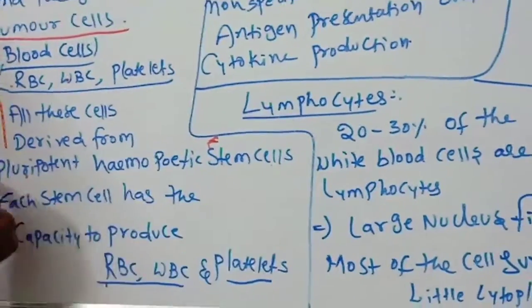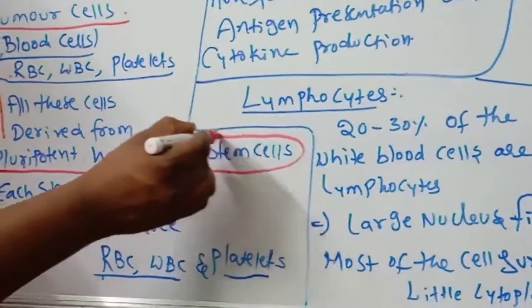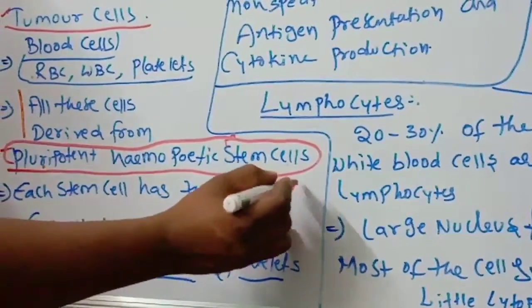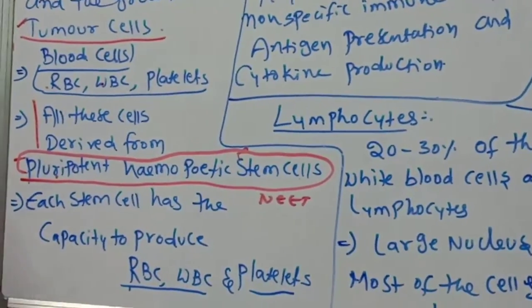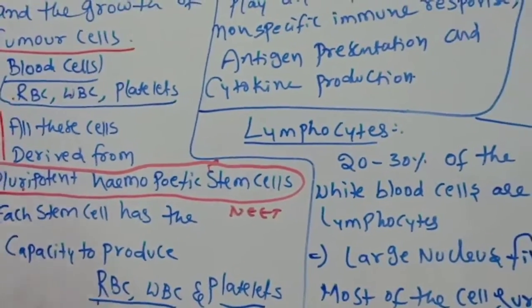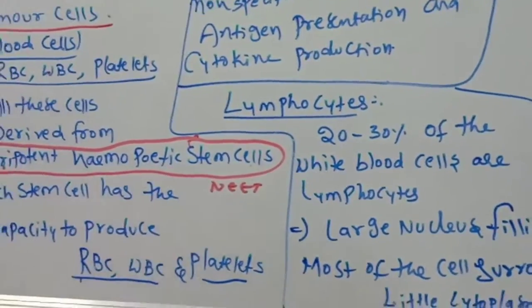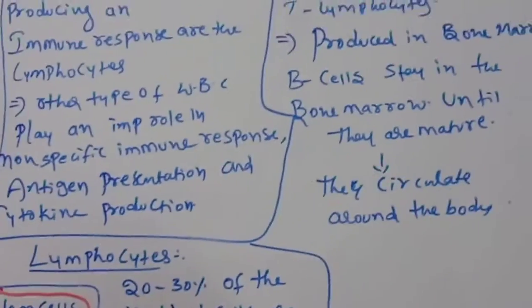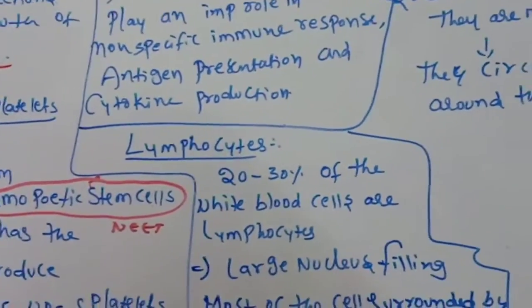Pluripotent hematopoietic stem cells. Very, very important bit. Hemato means production of blood cells. Stem cell. Hematopoietic means production of blood. So which one produces those stem cells? Pluripotent. Different types of cells will come.